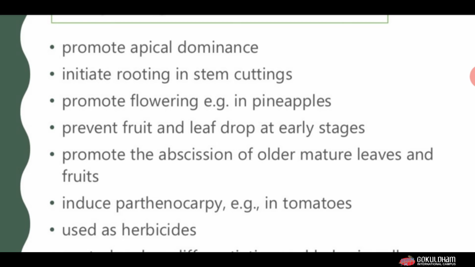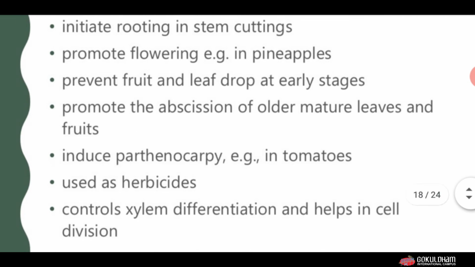It induces parthenocarpy in tomato. Parthenocarpy means formation of fruit without a seed, and auxin promotes or induces parthenocarpy in fruits. Example is tomato. It is also used as a herbicide, controls xylem differentiation and helps in cell division.